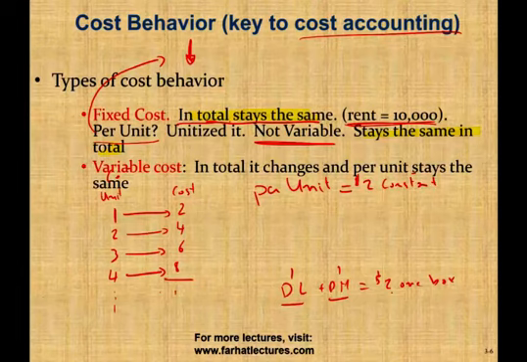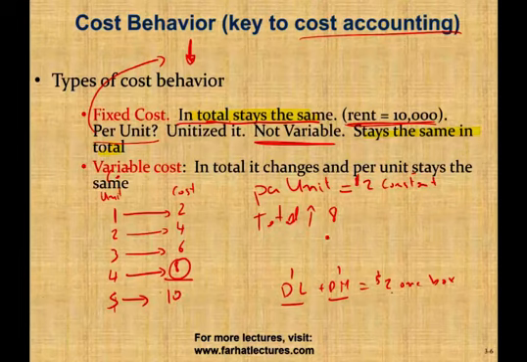Now, if I produce 4 units, I incur $8. Total cost increases, so my total changes as I produce more. If I produce 5 units, my total cost becomes 10. So the total cost changes, but per unit it stays the same. Make sure you know the difference. Variable cost, in total it changes, but per unit it stays constant.